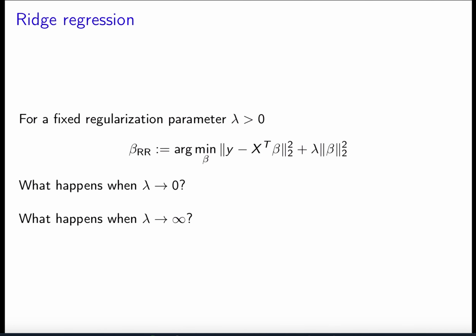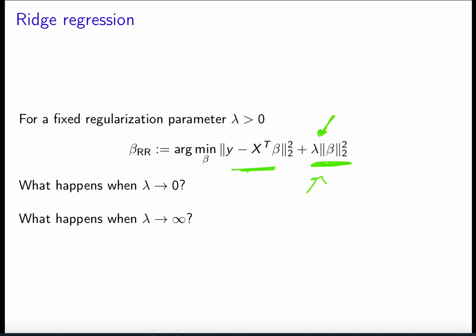The type of regularization that we're going to focus on here is ridge regression. And the idea is very simple. You add a term to your cost function which penalizes the squared L2 norm of the coefficients. This is scaled by what we call a regularization parameter, lambda, which is positive, that essentially balances between fitting the data well and having small coefficients.